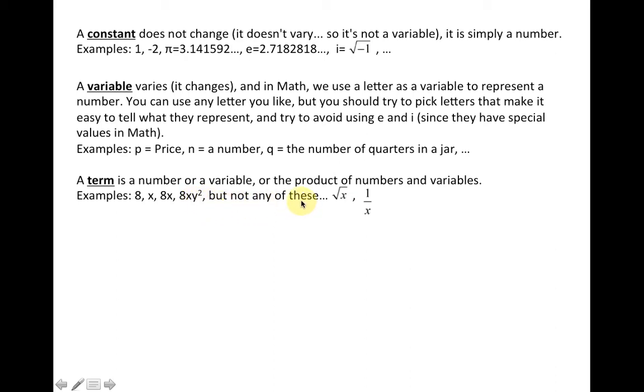But not any of these. The square root of x, we will not be dealing with terms like that. We're not going to include that in our definition of a term. 1 over x, we also won't be dealing with that.